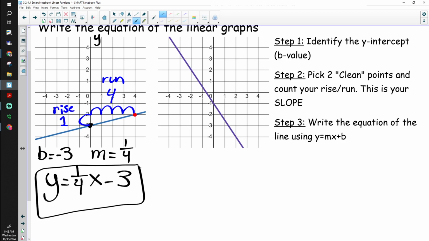Now let's look at how you do it the new school way. Come on, wake up. Notes. In order to find a line, how many points do you need? 2. To do it with Desmos, all we need are 2 points.